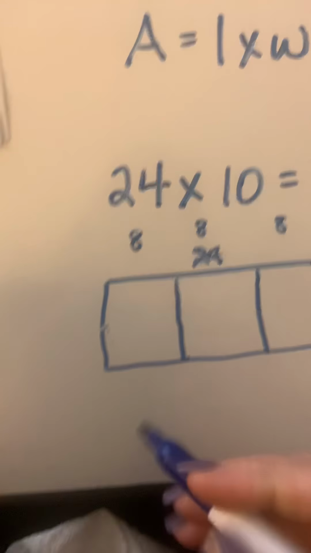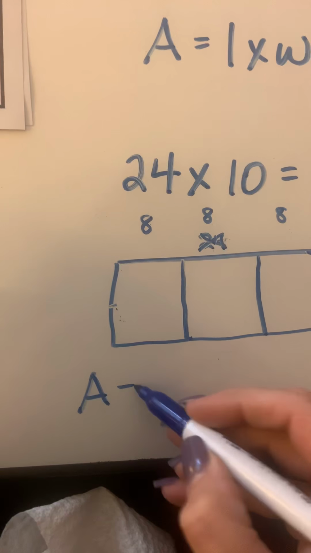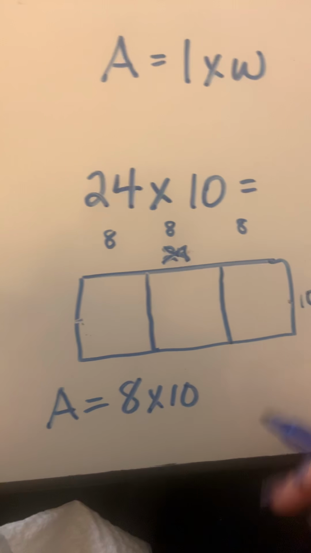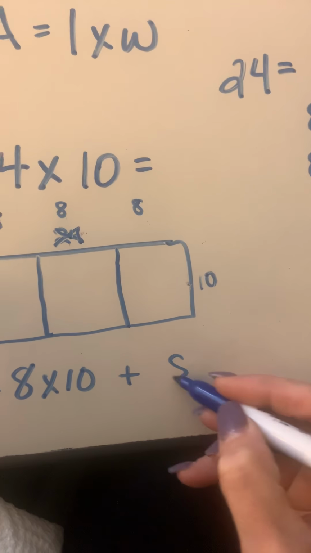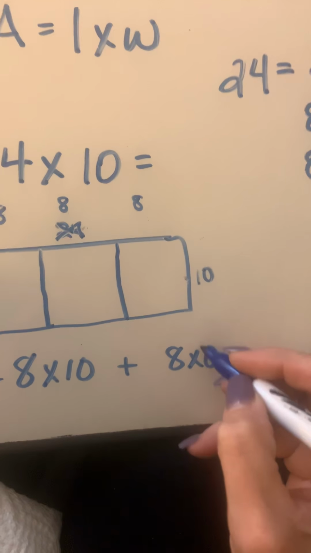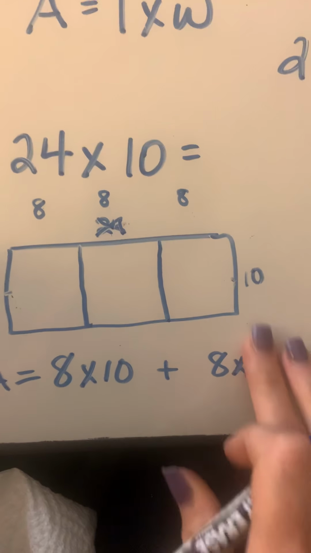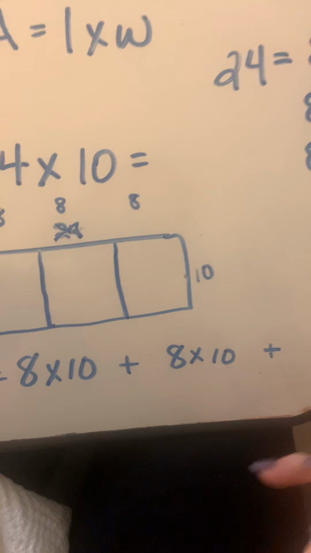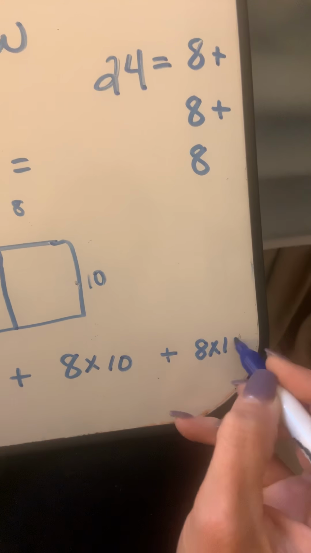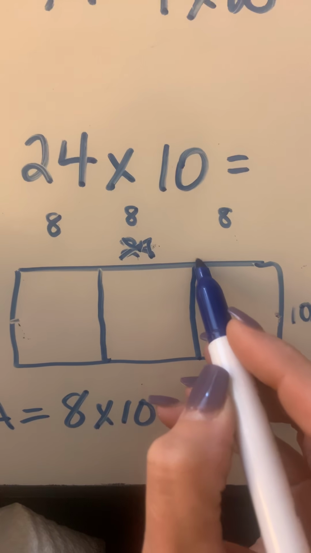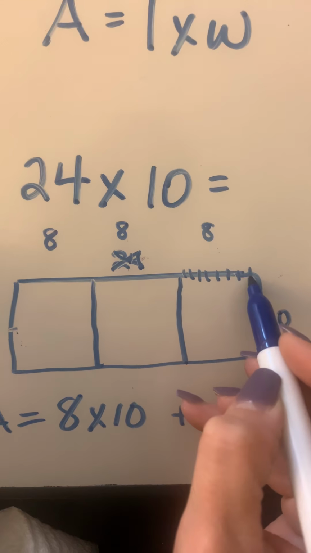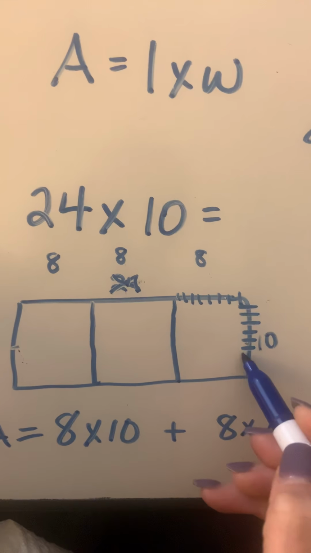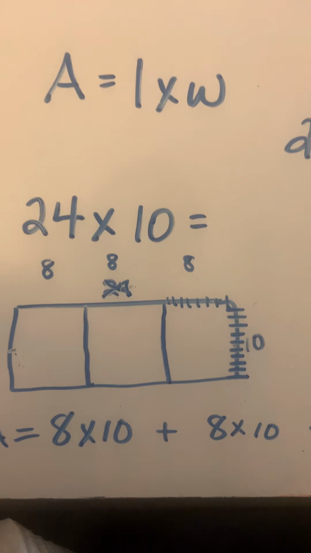So area would be 8 times 10 plus another 8 times 10 plus another 8 times 10. Because we'd be saying 8, 1, 2, 3, 4, 5, 6, 7, 8, 10 times. 1 time, 2 times, 3 times, 4 times, 5 times, 6 times, 7 times, 8 times, 9 times, 10 times.